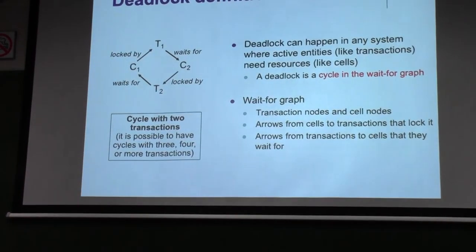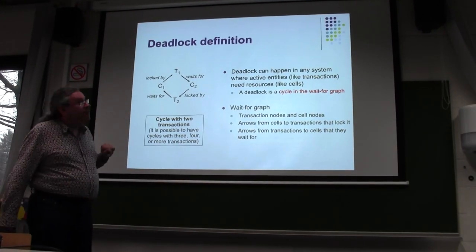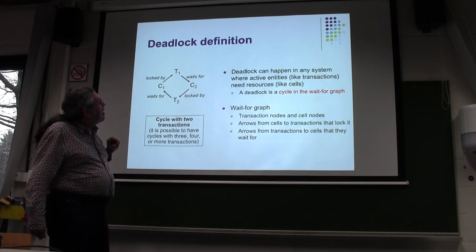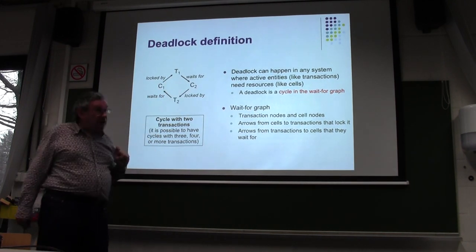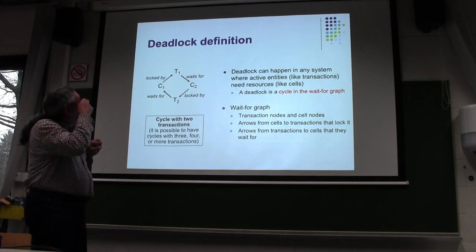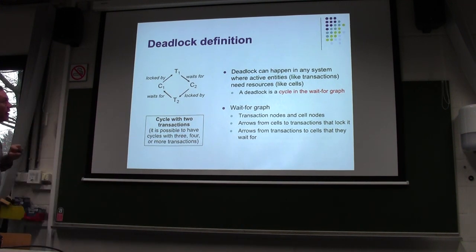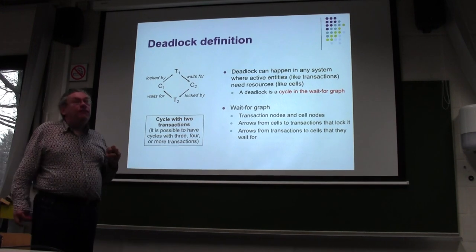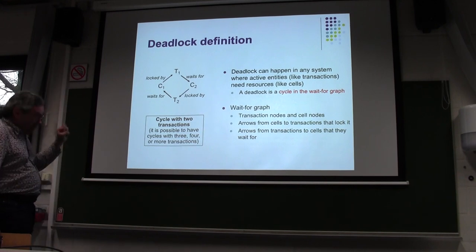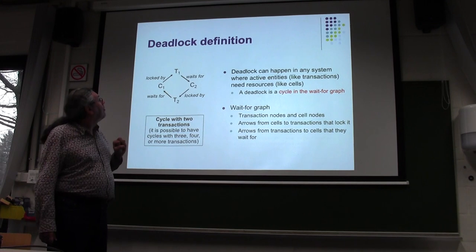And it happens in many, many systems. And here it happens in transactions. So you have transactions T1 and T2, and you have the resources, which are the cells, okay? A transaction will need resources to do its work. So to determine this, you need to define the overall dependencies between the entities and the resources. So you define a concept called the wait-for graph.